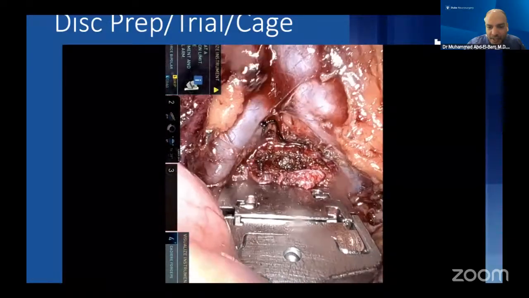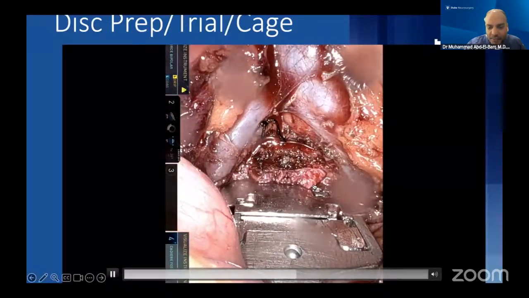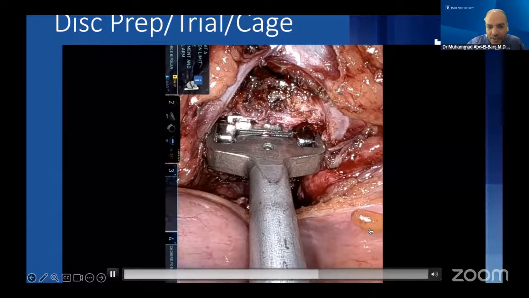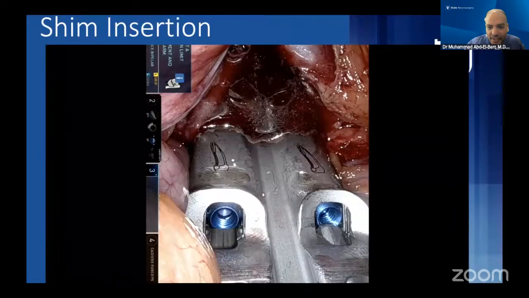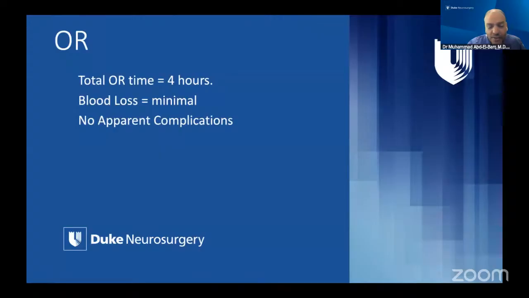Here's us putting in our expandable cage. This is a trial. And then here's the cage. And so, this is our very first case. So it took us 4 hours. We've done more since then, and we're getting better. And so now this is laparoscopic ALIF with the robotic assistance.